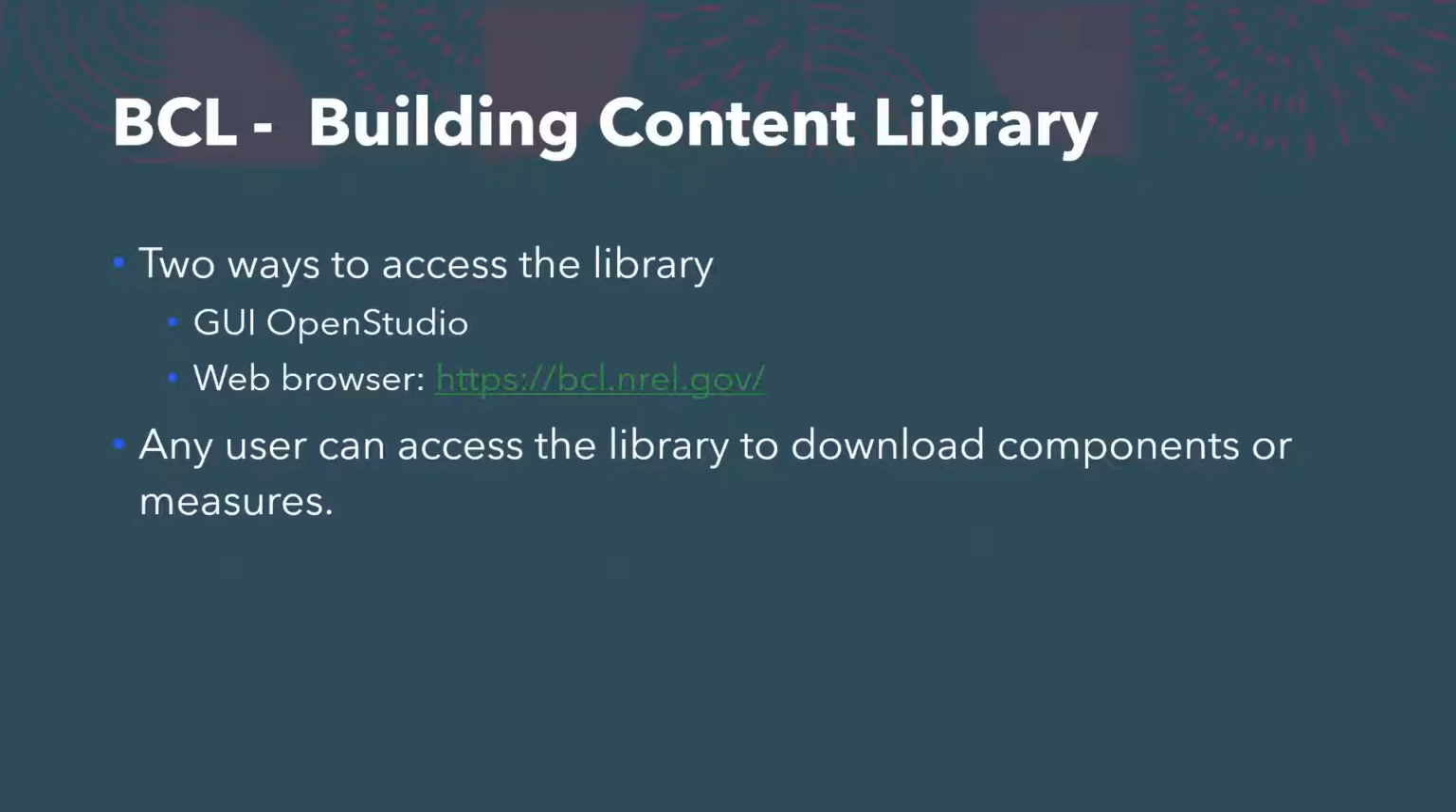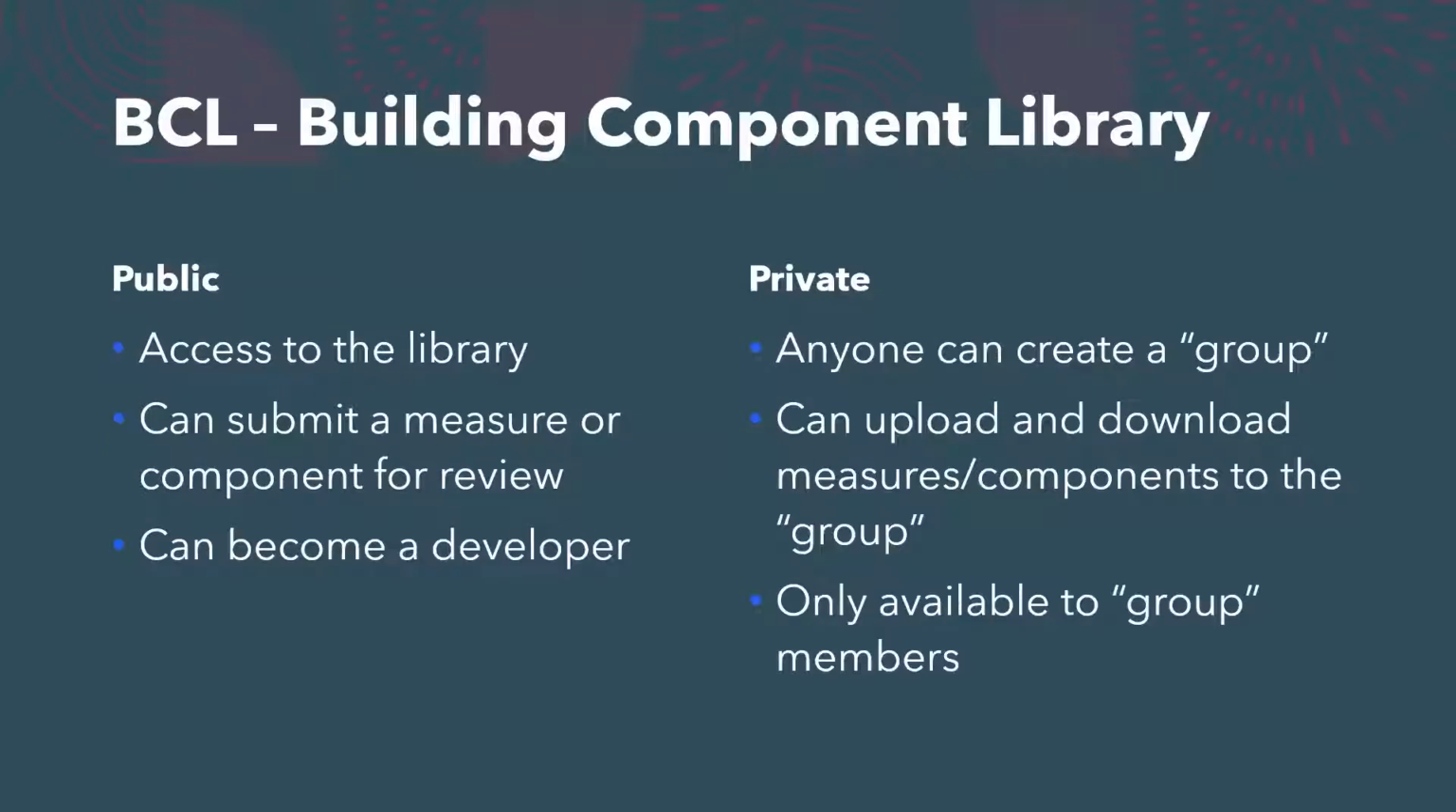And there's 2 ways to access it, either through the GUI of OpenStudio, or you can actually use a web browser and go to bcl.nrel.gov. Make an account, use the same account, I would recommend, or you can make a separate one if you want. But you can go there, you can view all the measures. In addition, there are 2 types of measures. They're public and private. So public is access to the library. Anyone can submit a measure or component for review to eventually be added and accepted. You have to become a developer to do that, but that is an option or avenue.